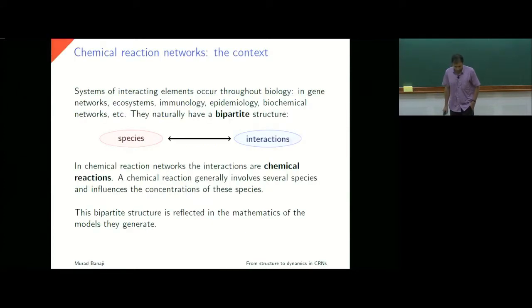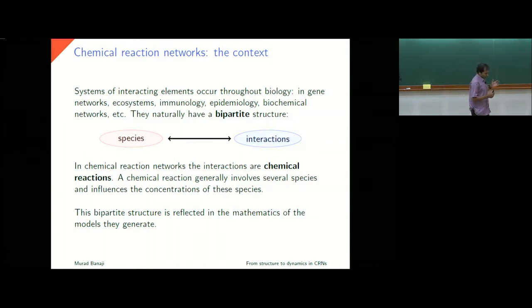So if you have a system of interacting elements, and now really I mean pretty much anything, they could be chemical species, they could be elements of an ecosystem, they could be pathogen and immune response, they could be susceptibles and infecteds in an epidemiological model, for example. Well, naturally, you have this bipartite structure. And what this means is you have some kind of species and you have the interactions. And I find for a lot of purposes, it's helpful to separate those two things.